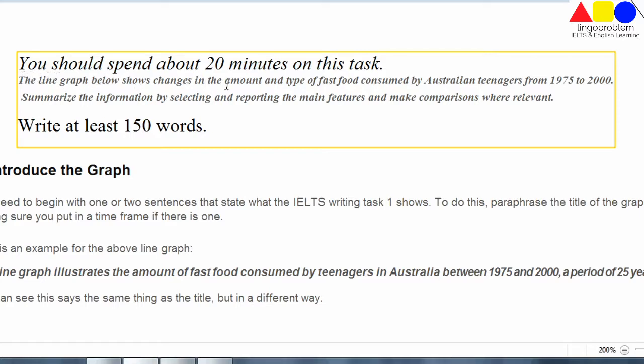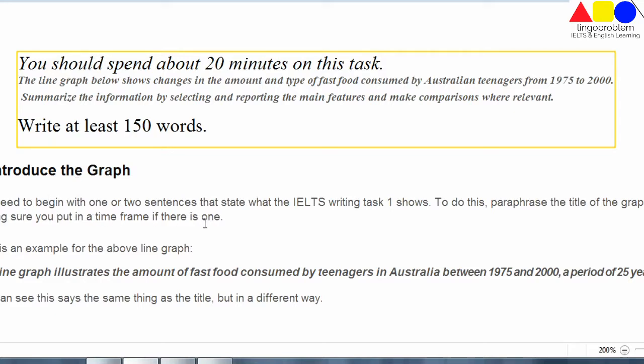the topic first. Okay, now this line graph below shows the changes in the amount and type of fast food consumed by Australian teenagers from 1975 to 2000. Now summarize the information by selecting and reporting the main features and make comparisons where relevant.